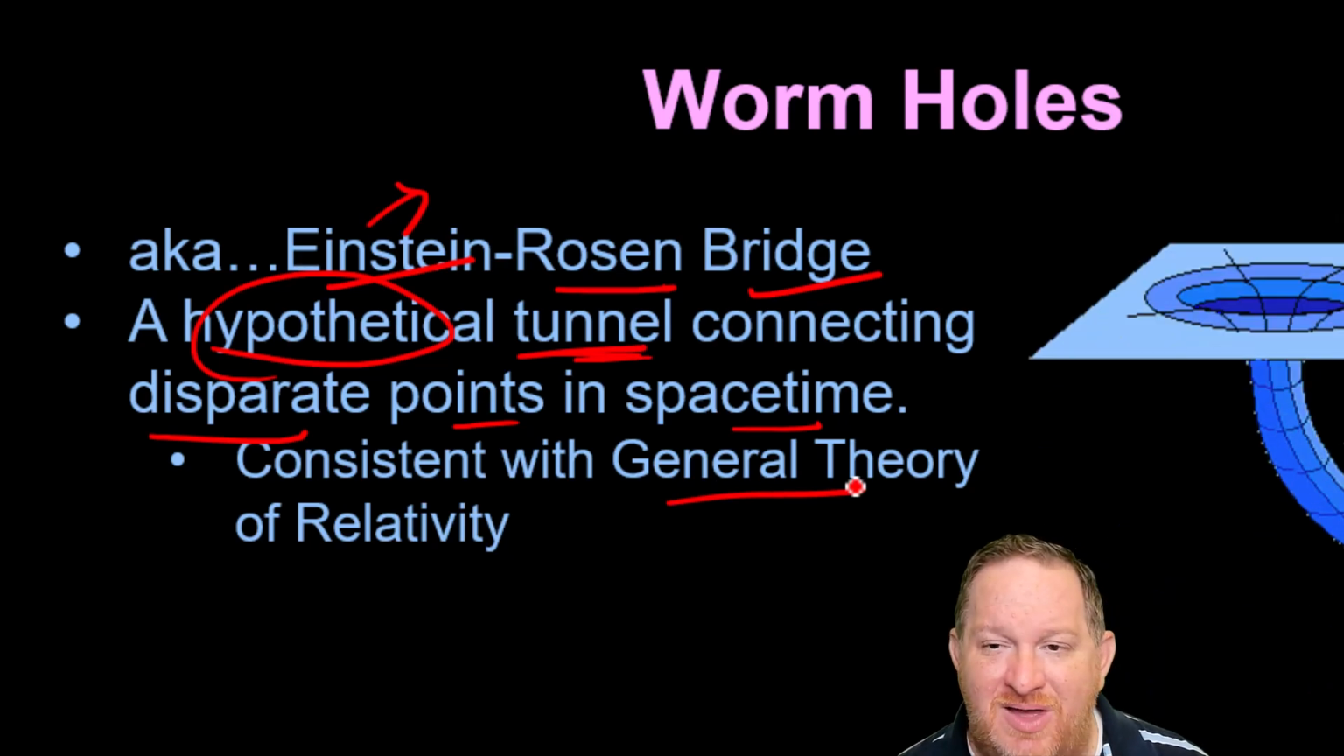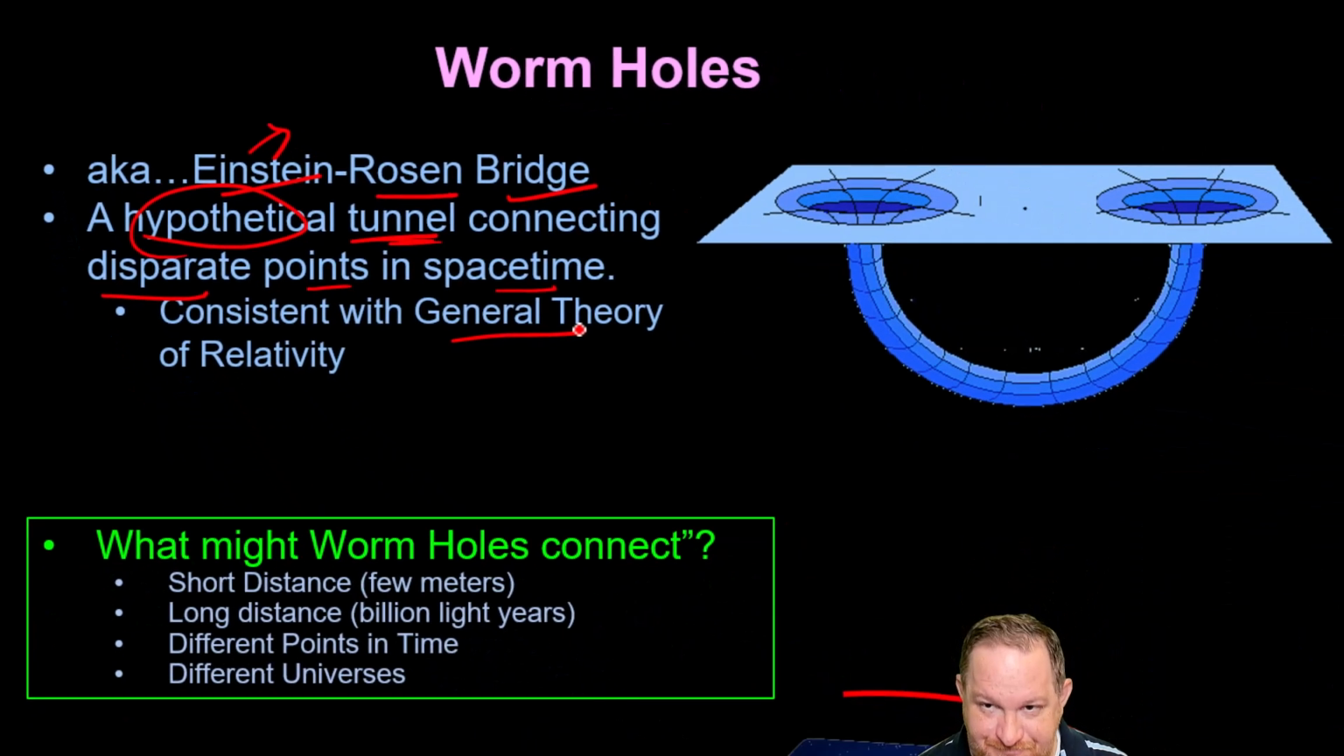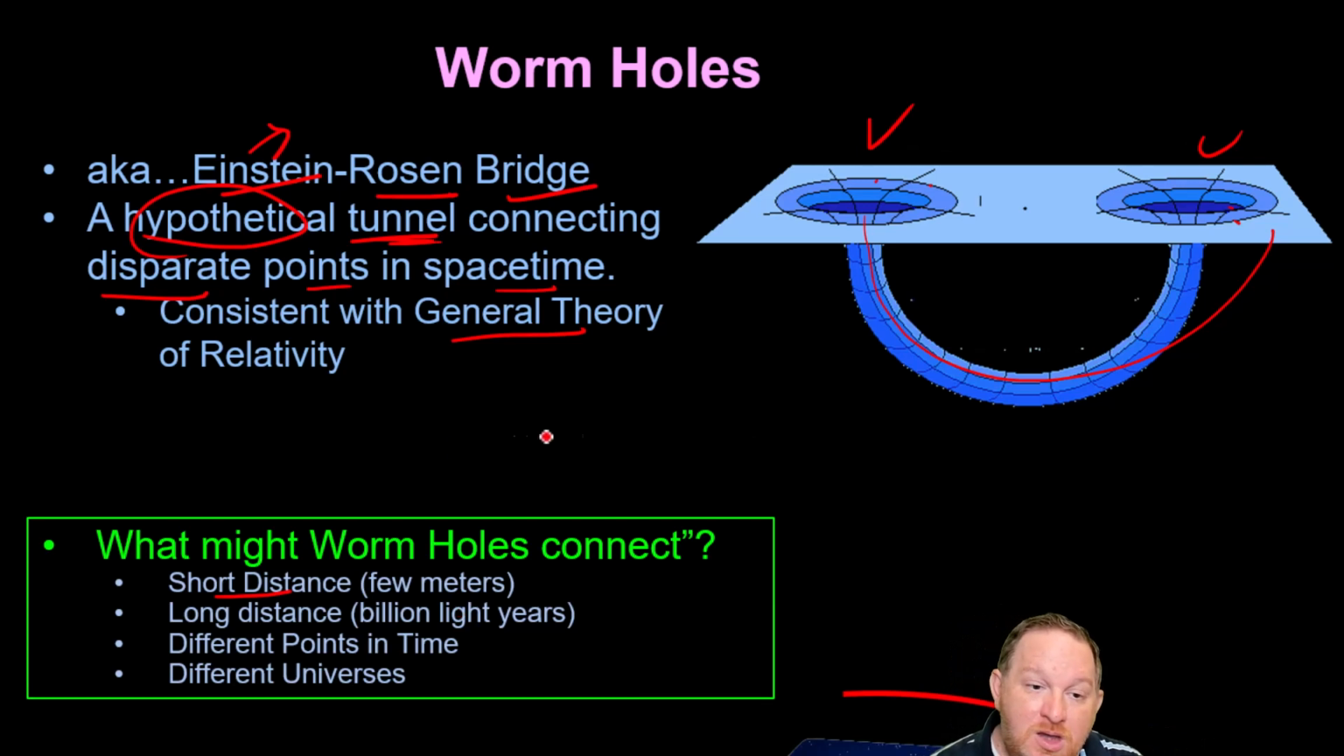So what might something like this look like? Well, a wormhole would connect two points in space-time. So here's a point in space-time, here's a point in space-time. A wormhole might connect those two. So what are some things literally that it might connect? Well, it might connect a short distance. It might be just a few meters. You might take a wormhole from here across the room. Or it might be a long distance, billions of light years away.